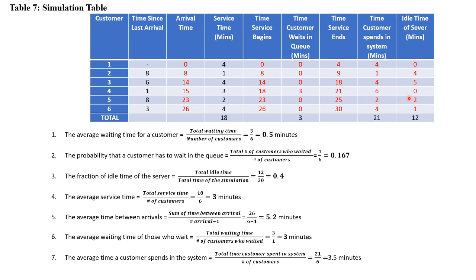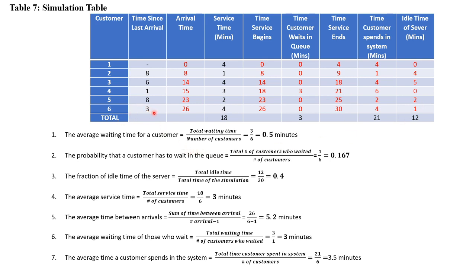The idle time of the server is going to be 2, and that 2 is the difference between the time customer 5 entered and the time customer 4 left the system. So that is going to be 23 minus 21, which is 2. That is the idle time for the server.